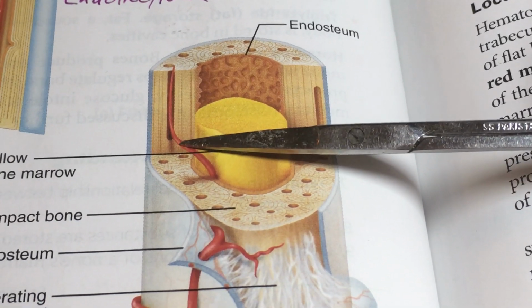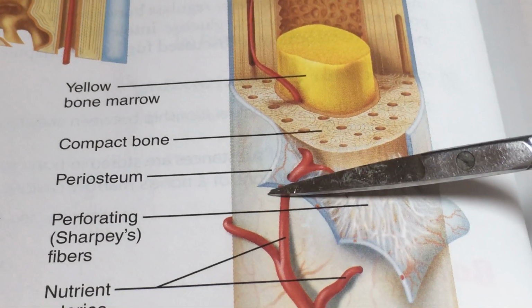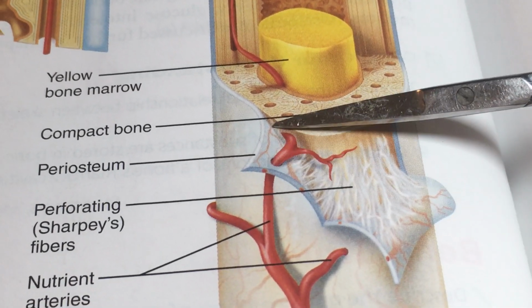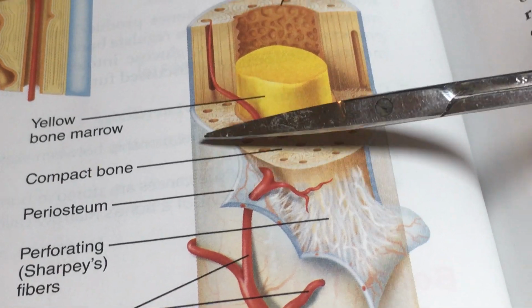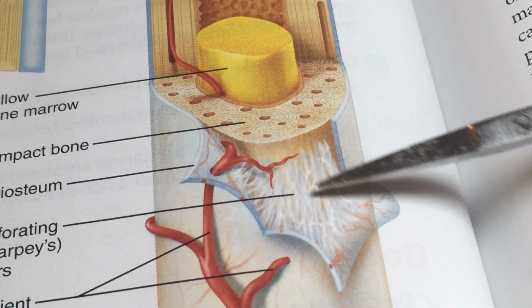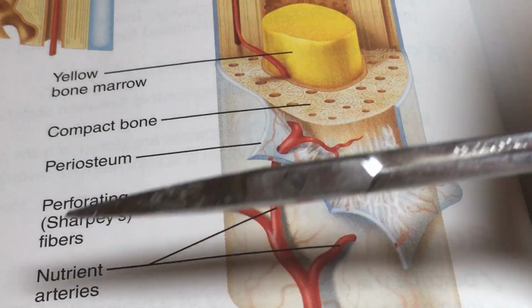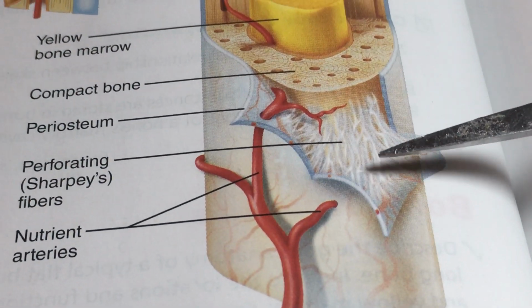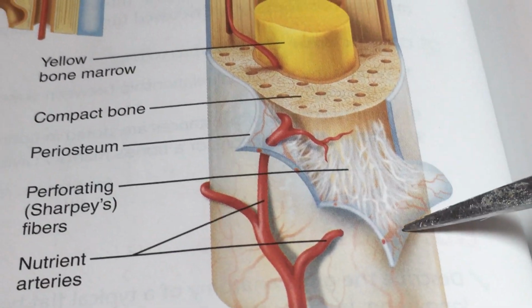Okay, so then over here we're blowing up the central region, and we're taking a look here at the compact bone, and we're noticing that there is a covering. It's referred to as the periosteum. Okay, this is a connective tissue covering that covers the outside of the bone. And notice that it's being held in place by what are called Sharpey's fibers, perforating fibers. Okay, so they've sort of pulled that down for you to take a look.